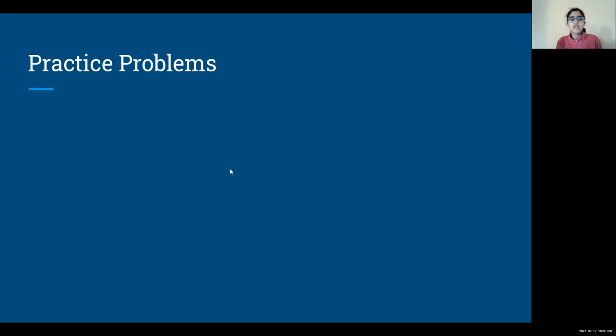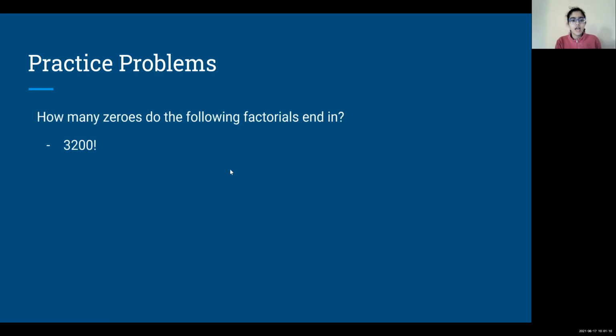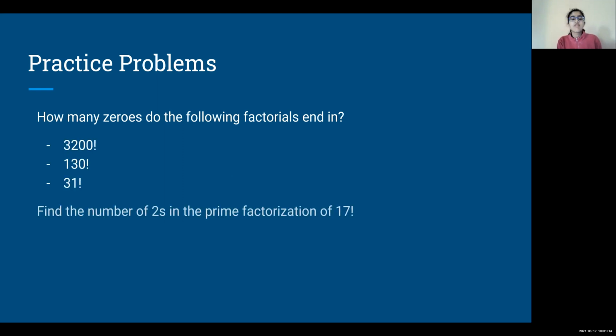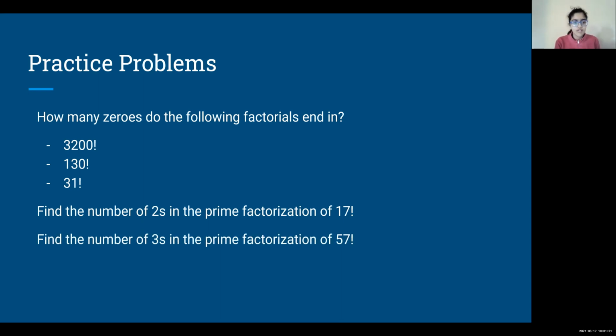So for the practice problems: how many zeros do the following factorials end in? Then find the number of 2's in the prime factorization of 17 factorial, and then find the number of 3's in the prime factorization of 57 factorial. You have 10 minutes to do this.